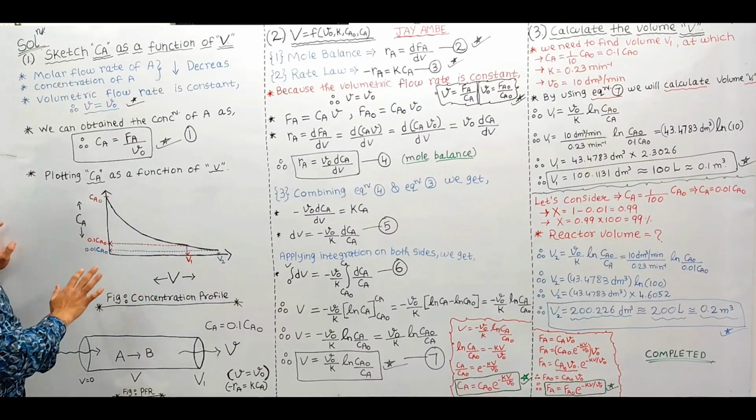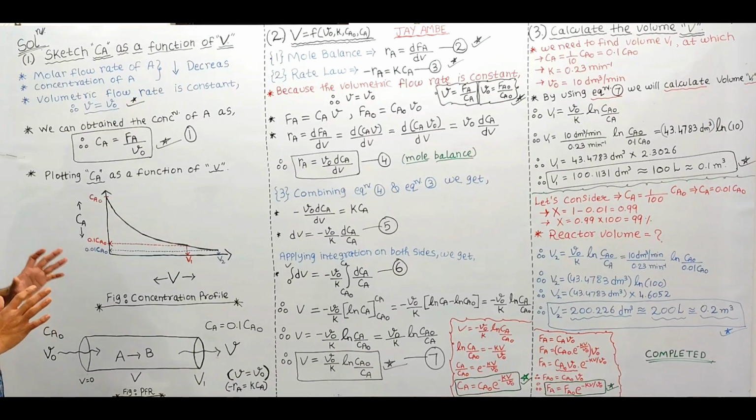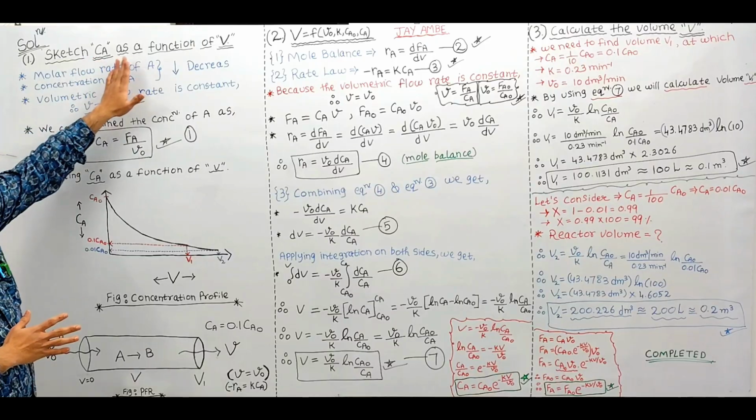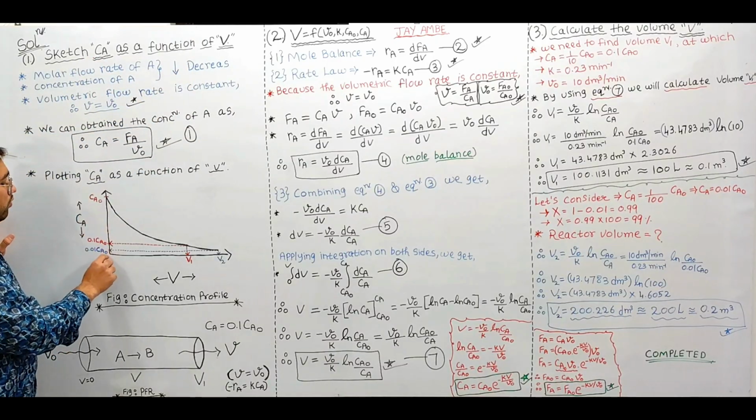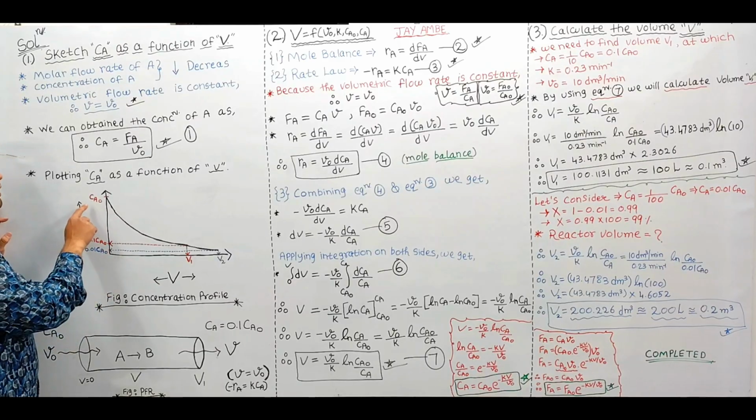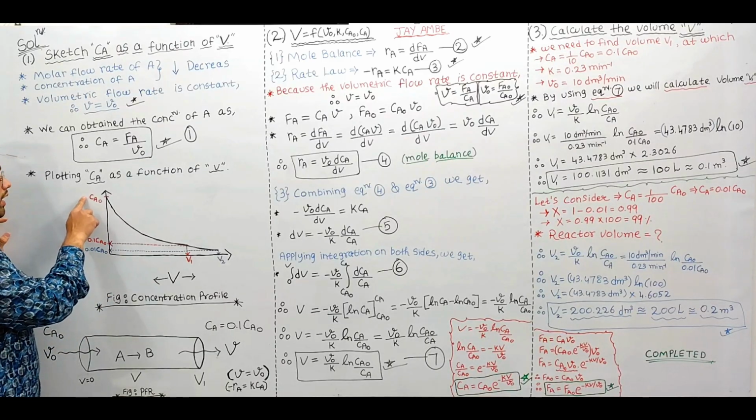So here we have to sketch and plot a curve of concentration as a function of volume. At the initial volume of the plug flow reactor, we have the higher concentration of reactants present.